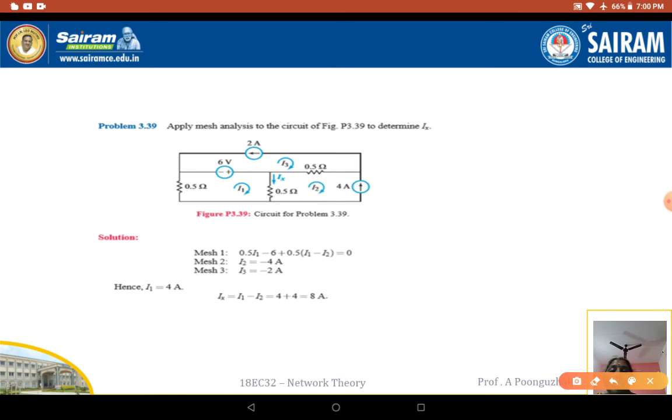Now we have to apply a KVL to your loop 1, that is 0.5 I1 plus minus 6 minus 0.5 into I1 minus I2. If I apply my KCL, that is I1 is equal to Ix plus I2. So here Ix is equal to I1 minus I2. If we simplify it, we will be getting the equation there.